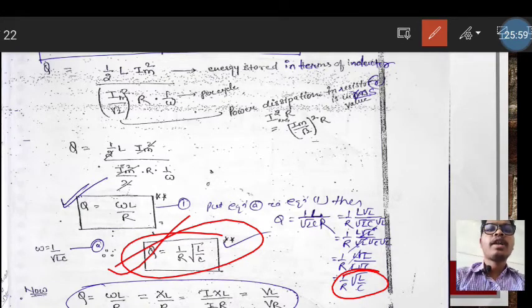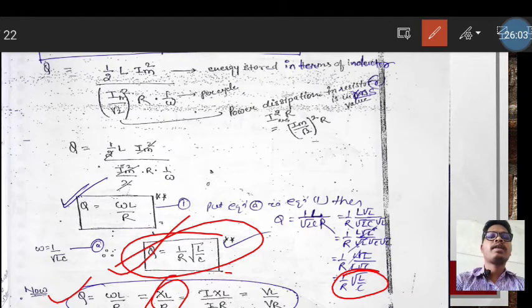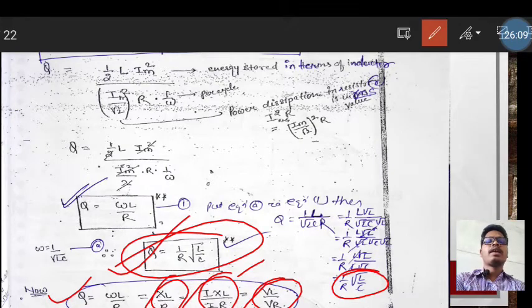Okay, and the quality factor is equal to omega L divided by R, that is XL divided by R, and I XL divided by I R, and VL divided by VR. That is the reactive element in the numerator side and the active element in the denominator side.